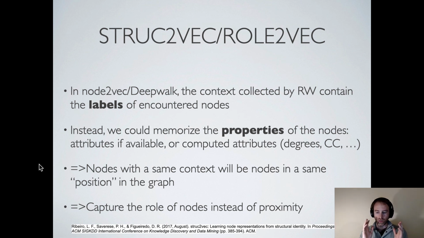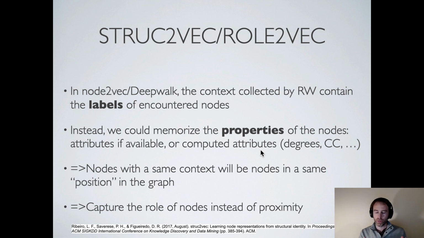Okay, so this is the sentence we are generating. So the context of a node is composed of other nodes. But actually, instead of memorizing this label, we could memorize some properties of the nodes. So, for instance, if nodes have properties like age or revenue or political opinion, we could memorize this information. Or we could also memorize some computed attributes like the degree, the clustering coefficient, whatever.